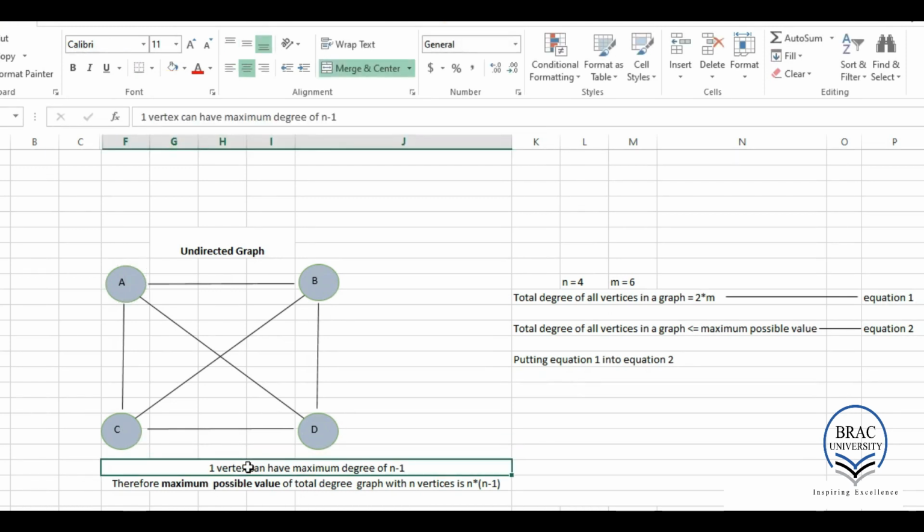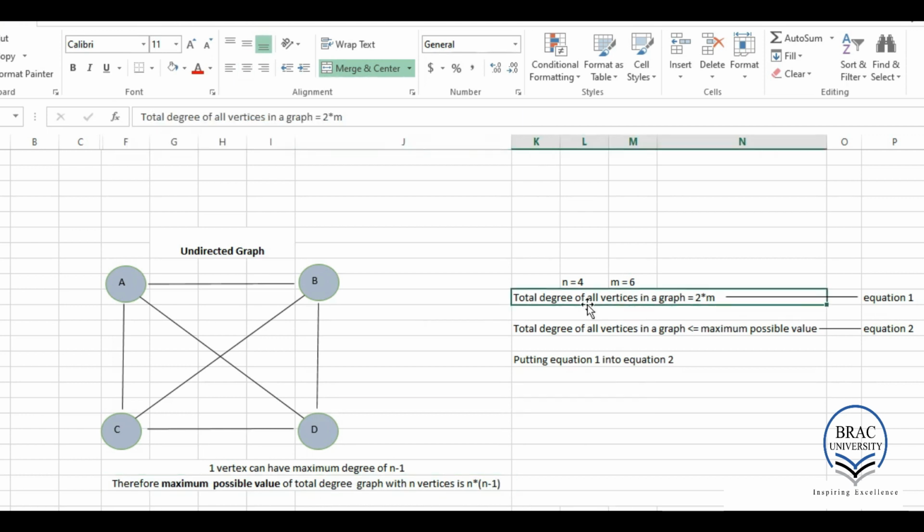So one vertex can have a maximum degree of what? N minus 1. So if one vertex has a maximum degree of n minus 1, therefore n vertices will have a maximum total degree of how much? N into n minus 1. So this is the basic unitary method. So I have found the maximum possible value of the total degree of all the vertices in a graph, which is n into n minus 1.